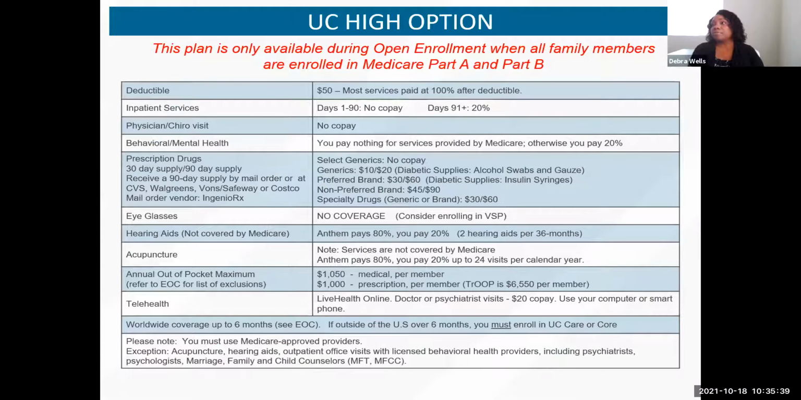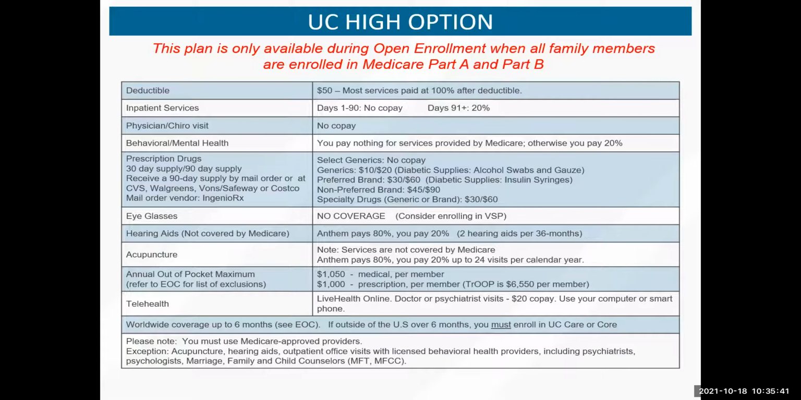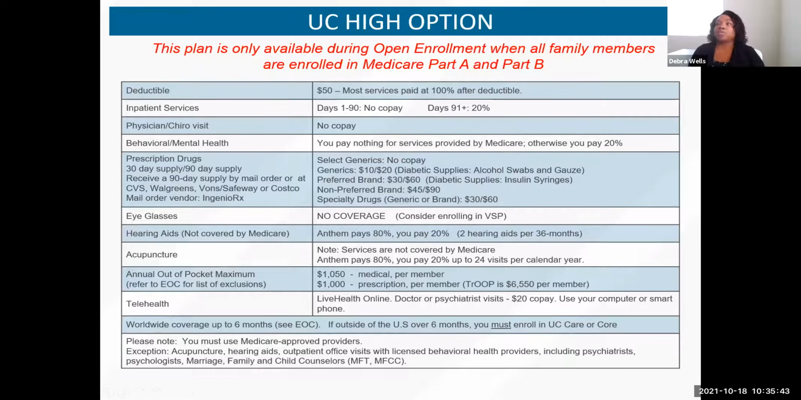Our other Medicare plan is the UC High option. This plan is only available during open enrollment. You cannot age into Medicare mid-year and select high option. So during open enrollment, if you and all family members are enrolled in Medicare, high option is an option for you at that time. And it has the lowest deductible of $50.